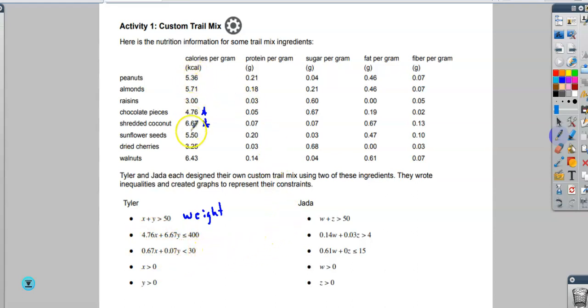So hopefully not here, right? No 0.67 there, no 0.67 here. Here I see the 0.67 and again the 0.07, the same two ingredients. So for Tyler, we know what he's using, chocolate pieces and shredded coconut, right?